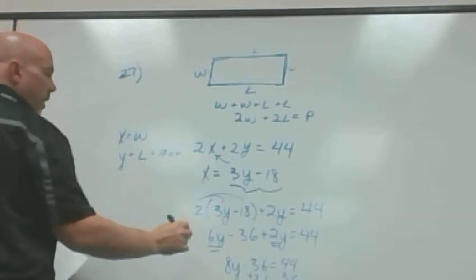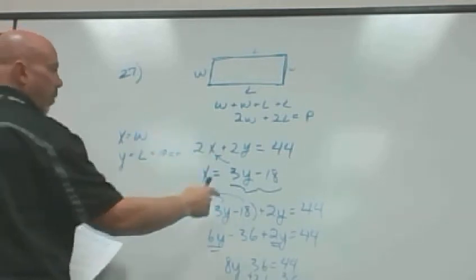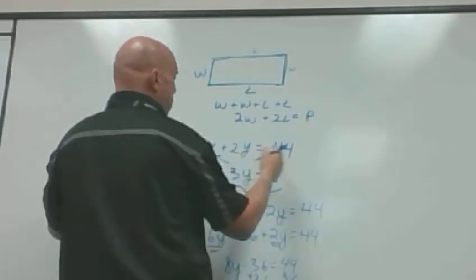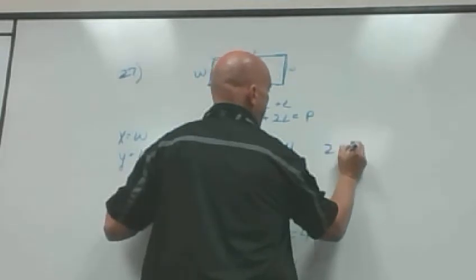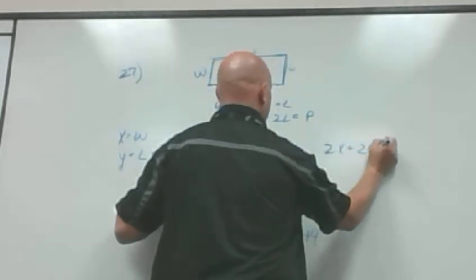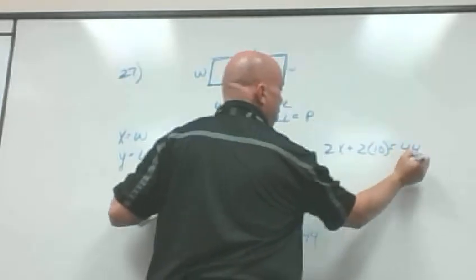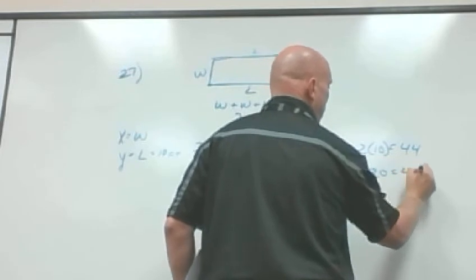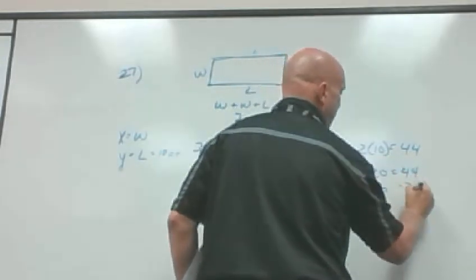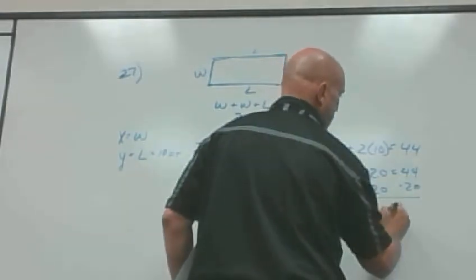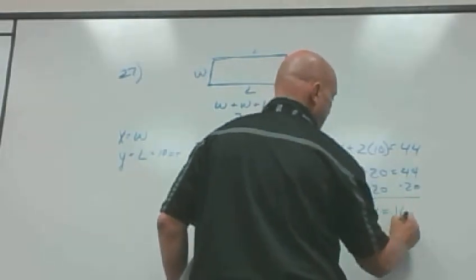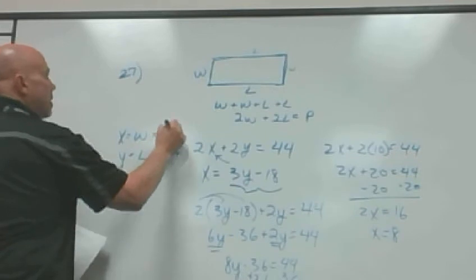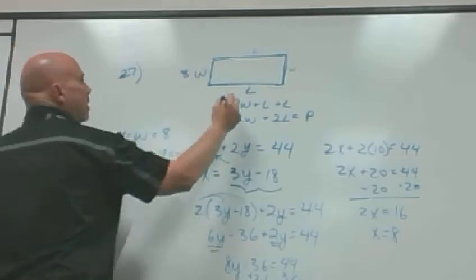Okay, so having said that, let's go ahead and find the width. Again, we're going to plug it back into either one of our equations. I'm going to go ahead and use this one. So if y equals 10, I can say 2 times x plus 2 times 10 is going to equal 44. So that gives me 2x plus 20 is equal to 44. Subtract 20 from both sides. 2x is equal to 16. X then is going to equal 8. So what this is telling us is that the width of the yard is 8 feet. The length is 10.